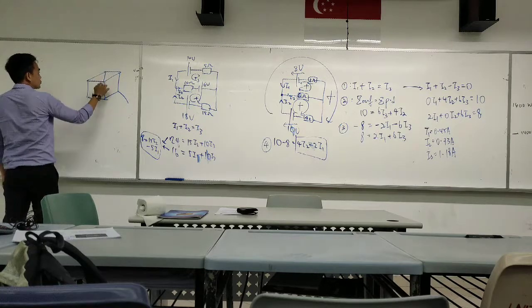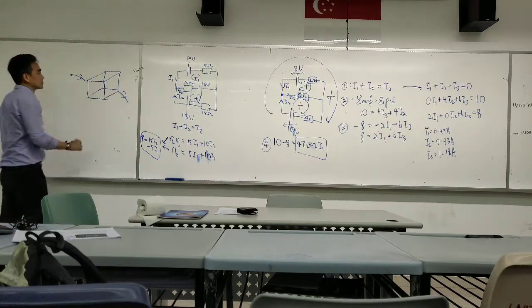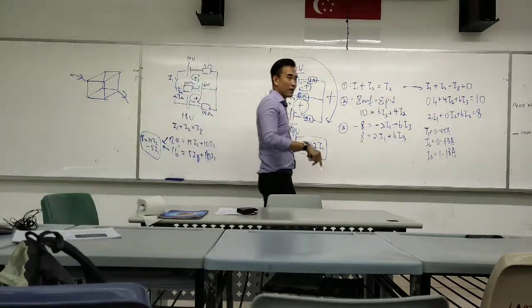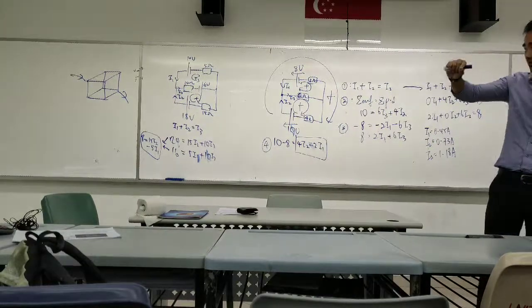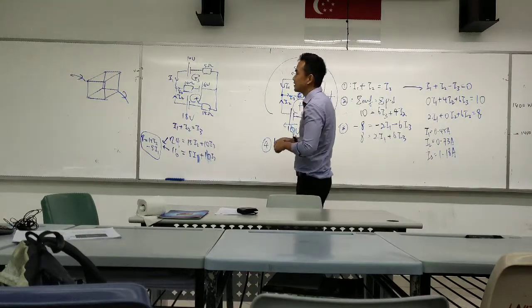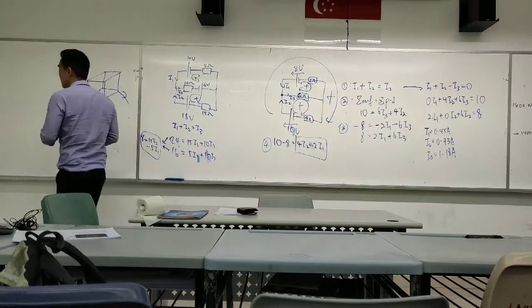No, it is not, unfortunately. This one and this one. Remember the cube one? Every side has a resistance of R. Yeah, every line that you see there has a resistance R. How would you find the current? How will you find the effective resistance?